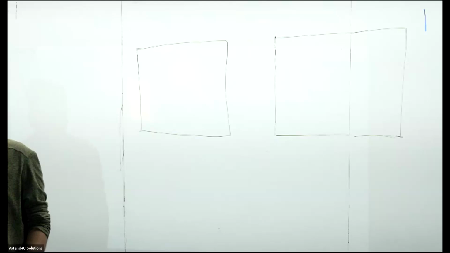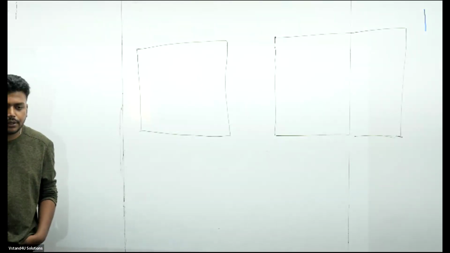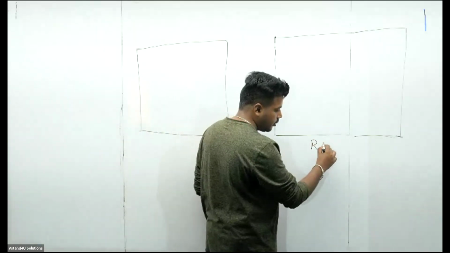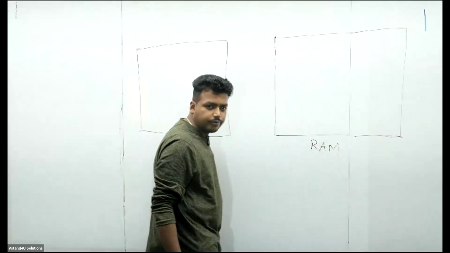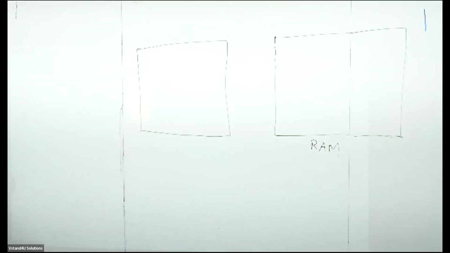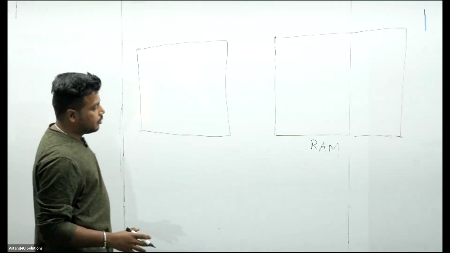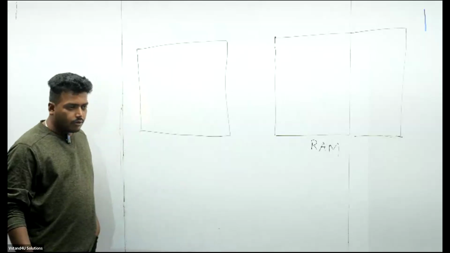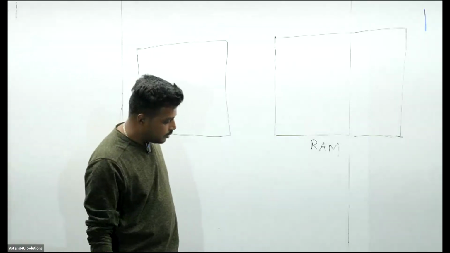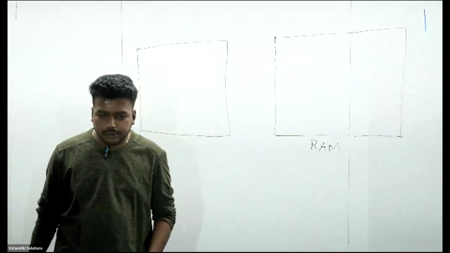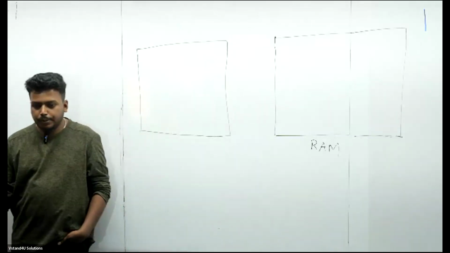Array is a contiguous memory location. What is meant by memory location? I will assume this is a RAM, okay? We'll assume this is a RAM. What is RAM? Random access memory. What is it used for? To store the data, to store the programs.